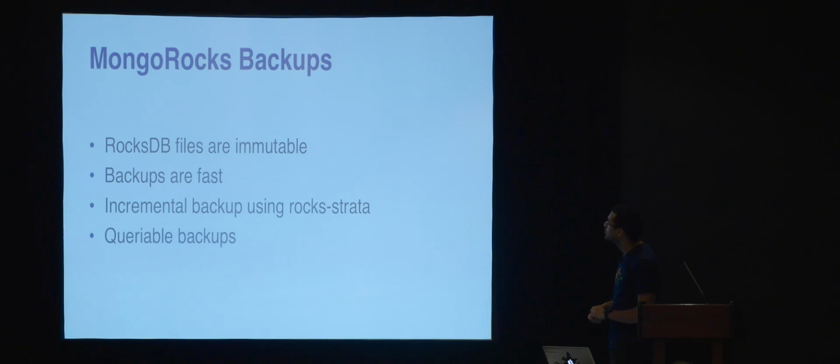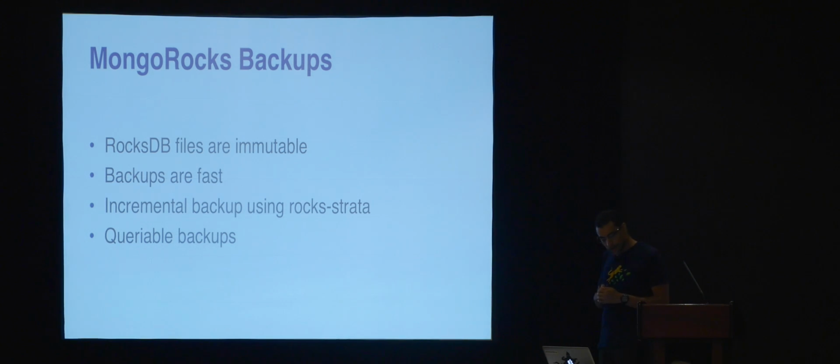MongoRocks backups. As we said, RocksDB files are used. RocksDB files, once they're created, are never changed again. This allows us to do backups much more easily. Our backups become much faster when we're using MongoRocks, and we're able to do incremental backups. There is an open source tool called RockStrata, which allows you to do incremental backups using MongoRocks, and also allows you to query your backups even without restoring them.